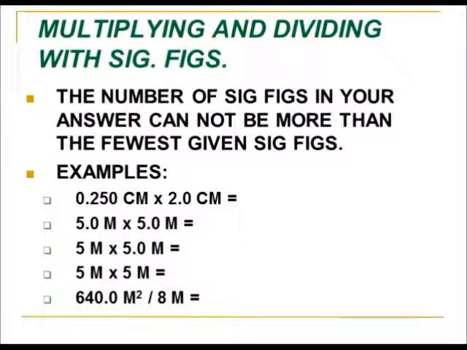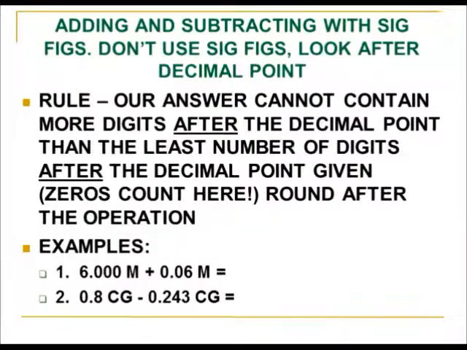Okay, now I'm going to go to the next one, where we're talking about adding and subtracting. When I'm adding and subtracting, I don't use the sig figs. I have to look at the decimal place. This is really going back to when you were a little kid and you had to line up the decimal places up and down and then add and subtract that way. This is really the same thing. Your answer cannot contain more digits after the decimal point than the least number of digits after the decimal point given. Zeros do count here, so you have to round after that operation.